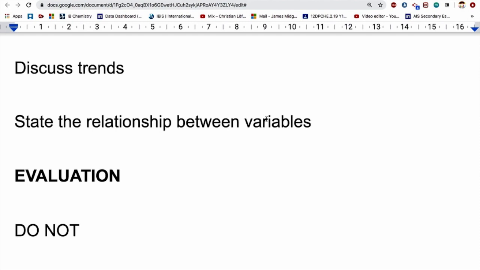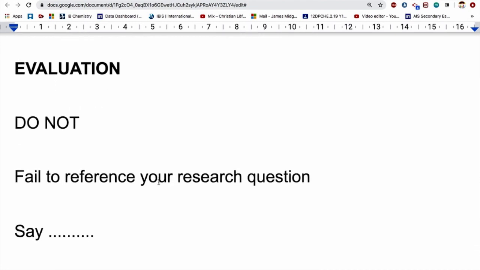Discuss your trends, talk about whether there was a positive or negative correlation, or no correlation, a complete absence of a correlation. And then we get on to evaluation.